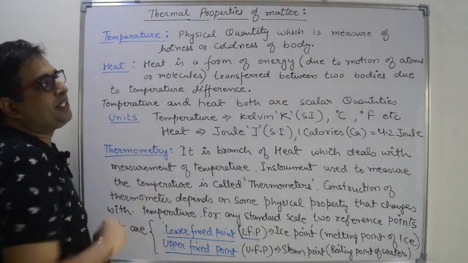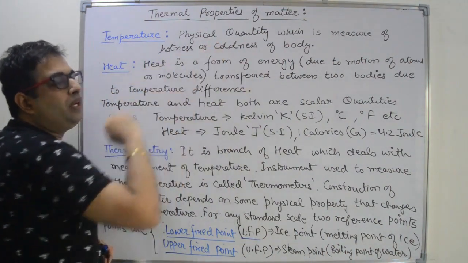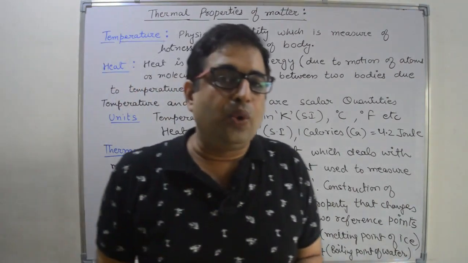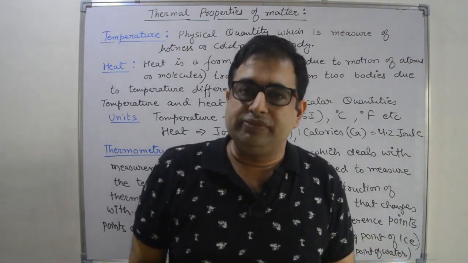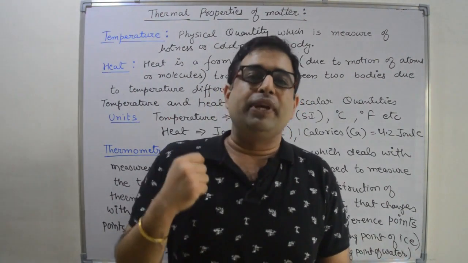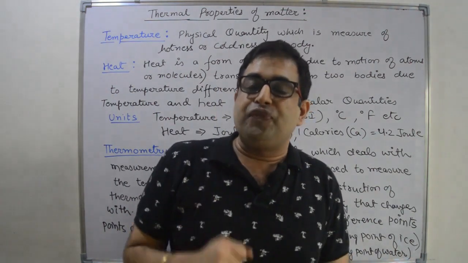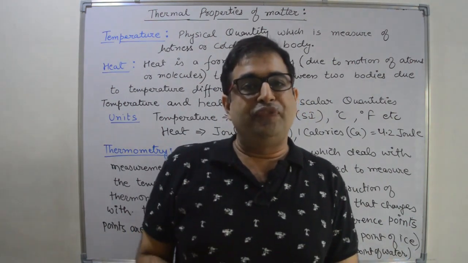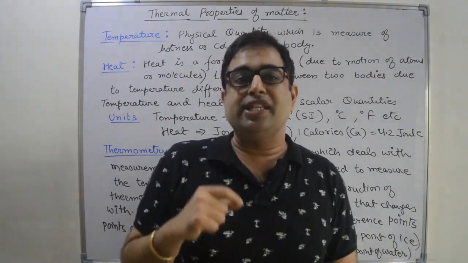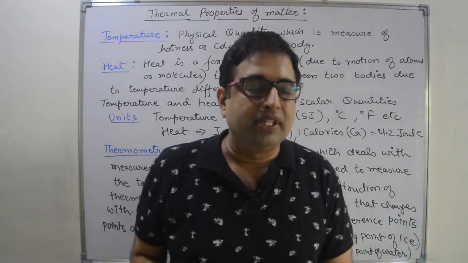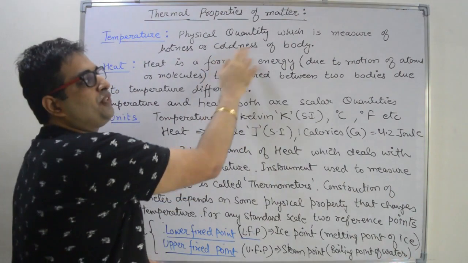First topic is temperature, a physical quantity which is a measure of hotness or coldness of the body. It tells us how hot or cold the body is. When you touch a piece of ice cube, you will feel cold. Why? Because the temperature of the ice cube is much less than your body temperature. If you touch a hot cup of tea, you will feel hot. Why? Because the temperature of the hot cup of tea is much higher than your body temperature. So this quantity tells us about the hotness or coldness of the body.